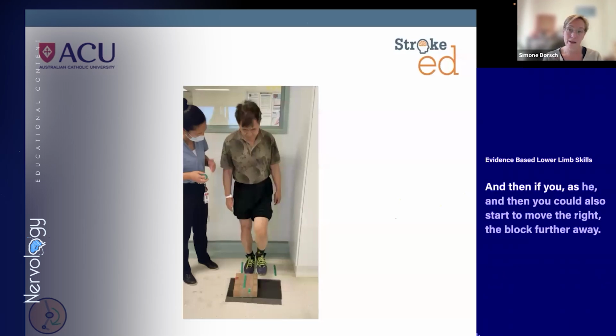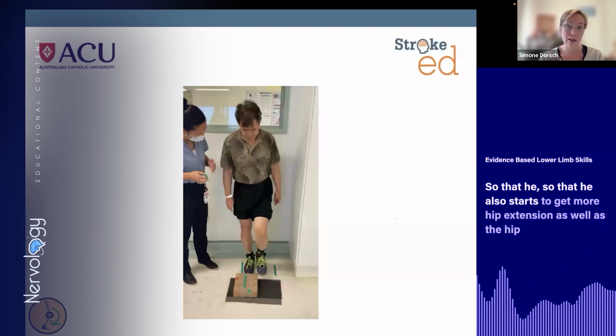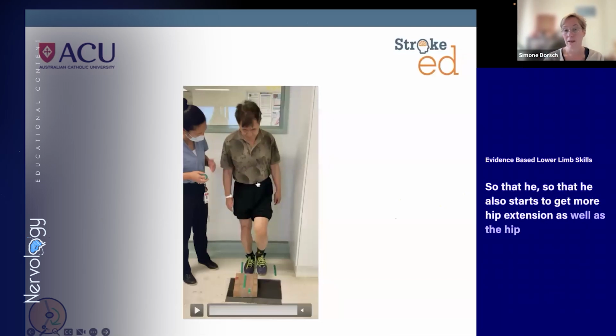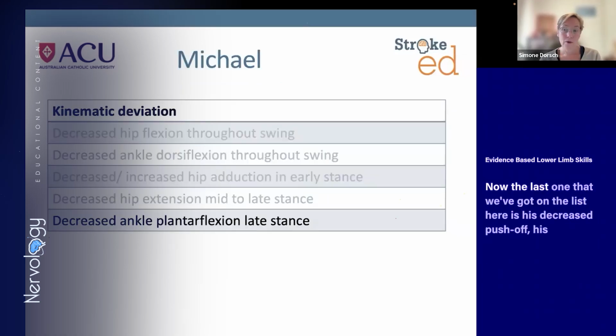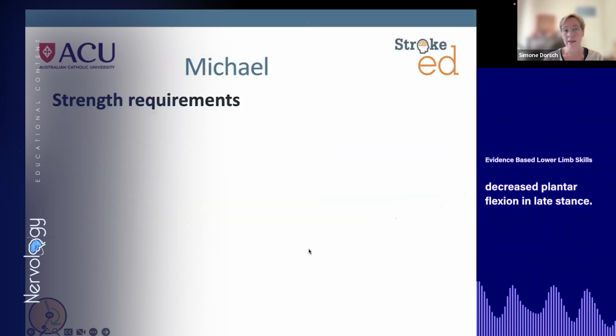And then you could also start to move the block further away so that he also starts to get more hip extension as well as the hip adduction over that leg in stance phase. Now the last one that we've got on the list here is his decreased push-off, his decreased plantar flexion in late stance.